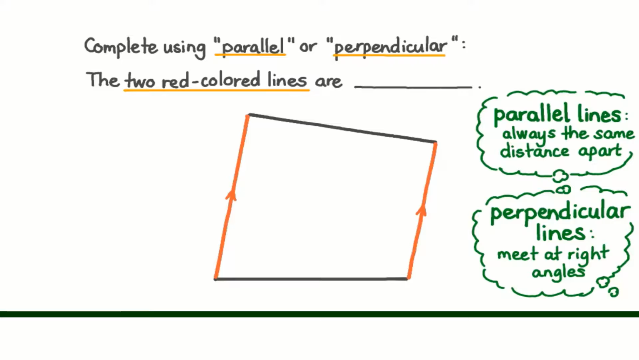Now, if we look at our two red-coloured lines, we can see straight away that they don't meet at right angles. In fact, they're not touching at all, are they? They must be the same distance apart. Now, if we look at the top and the bottom of the two red lines, it does look like they're the same distance apart. But without a ruler, how can we tell? Well, there's a clue in the picture. We know that whenever we see a pair of lines labelled using arrowheads like this, they are parallel. So we can see that they're the same distance apart, but we can also see that they've been labelled to show this. The two red-coloured lines are parallel.